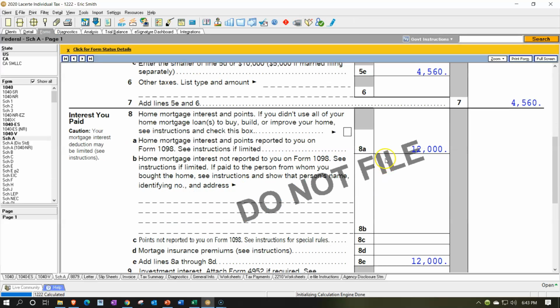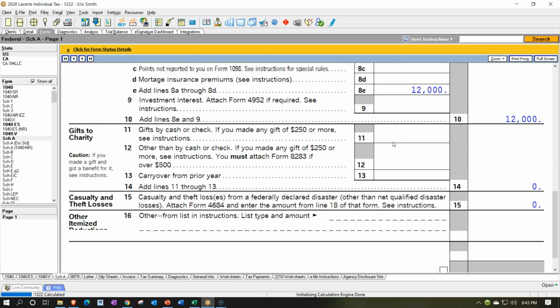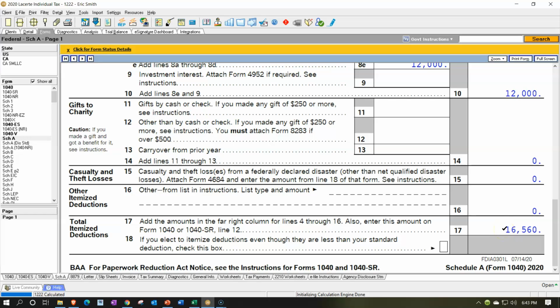Then if we go back on over to the forms, we got the 12,000 here. We got the state taxes there. That's going to add up to the 16,560, which of course brings us over the threshold.